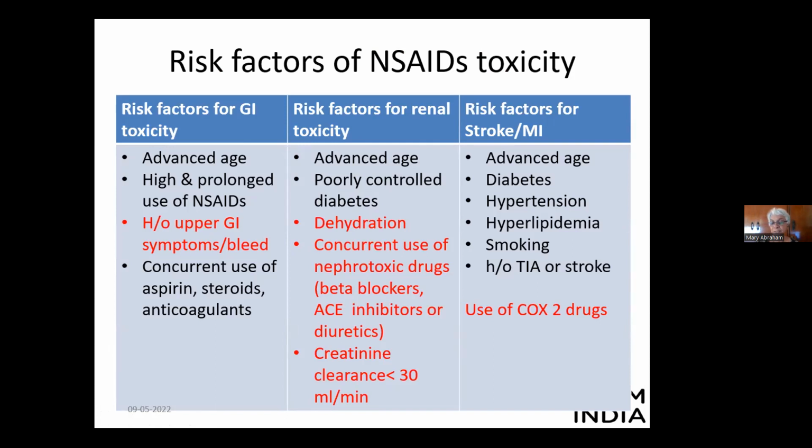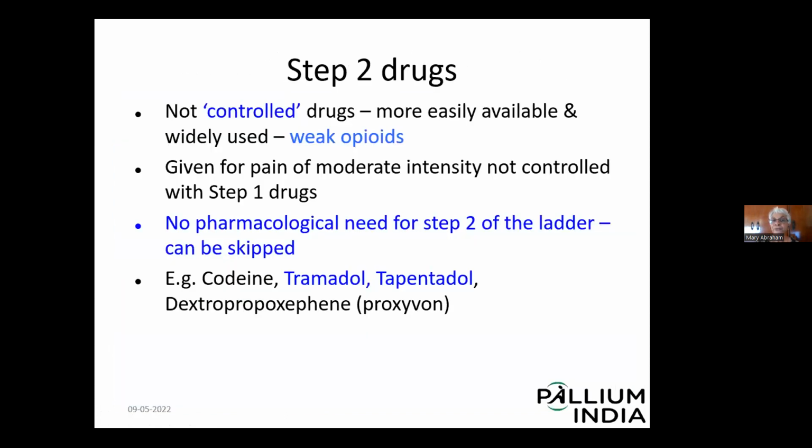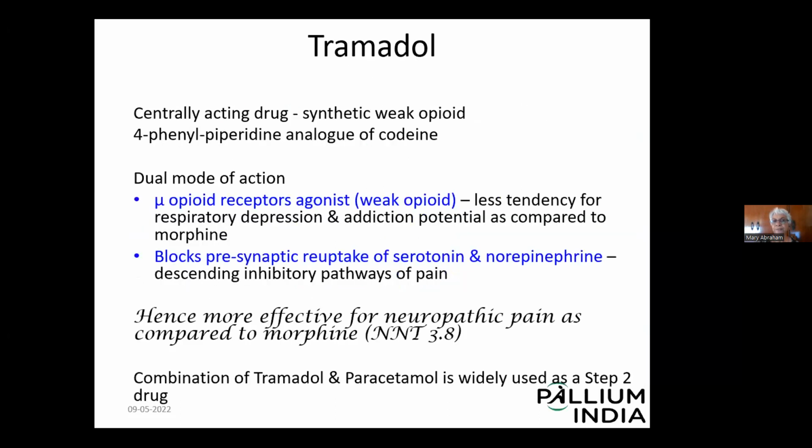using COX-2 drugs. Now coming to the step 2 drugs of the analgesic ladder, they are not controlled drugs, unlike the step 3 drugs, which is morphine. Because they are weak opioids, they are given for pain of moderate intensity, which is not controlled with step 1 drugs. There's no pharmacological need for step 2. It can even be skipped. And the commonly used step 2 drugs are tramadol and tapentadol.